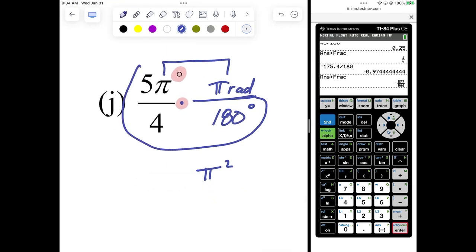So now we type in the numbers. Okay? So we're going to go 5 divided by 4 divided by 180. That's how you type it in. If you're dividing by 4 and then dividing by 180, you type it in like that. Divided by 4, divided by 180. And how do I convert that back to a fraction? Math, enter, enter. And I get 1/144th. So that's going to be pi squared over 144 radians.